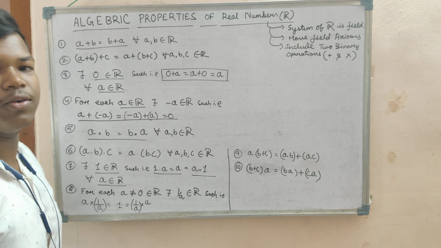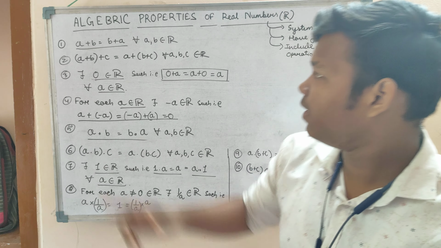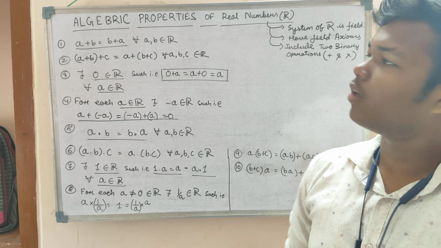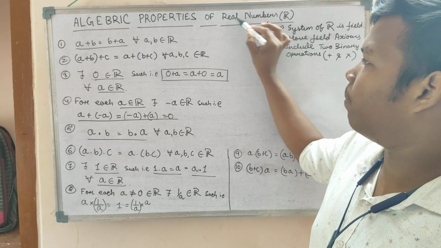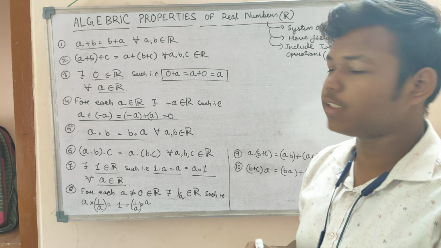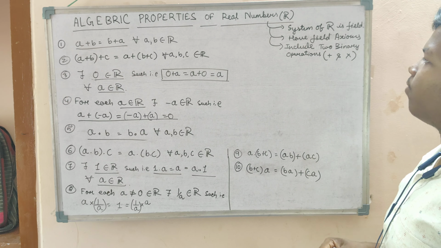So, we just studied about the GP and axioms. Now, the next topic is algebraic properties of real numbers. Okay, so you know that we denote real numbers as R. Now let's take some properties of this. First one is system R is a field.